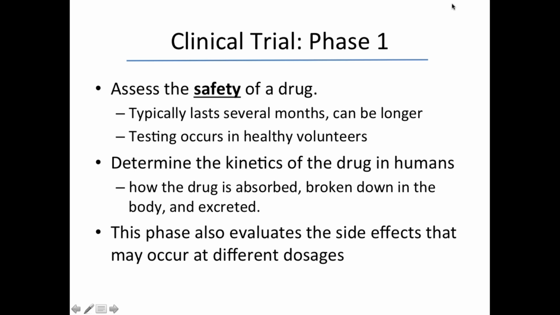breaks down in humans. So again, how is the drug absorbed? How's it broken down in the body? And how's it excreted? Another important aspect of phase 1 trials is to look at safety. So are there any adverse events? As you can imagine why, all of these trials are critical. These phases are critical, but critical for different reasons. So this first phase is really to see what is the safety of this drug in healthy humans, and what side effects might come up.